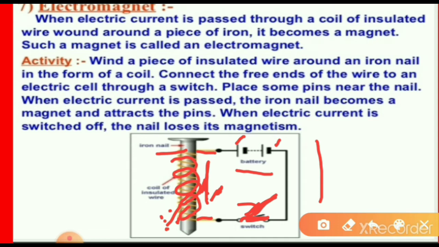So in this activity, what we observe is that the coil behaves like a magnet when electric current flows through it. When the current is switched off, the coil loses its magnetism. Such coils are called electromagnets.